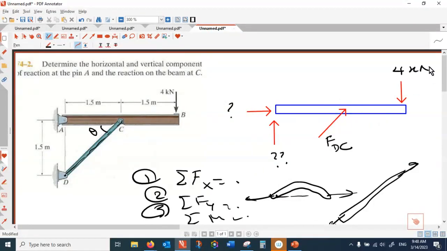So this is 4 kilonewton. This is FDC. That one I call AX. This one I call AY. So let's count this together. How many unknowns do we have? 1, 2, 3. How many equations do we have? 3 equations. 3 equations, 3 unknowns. So the problem is solvable. Does that make sense to everyone?